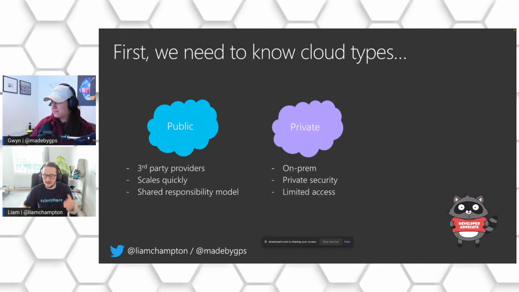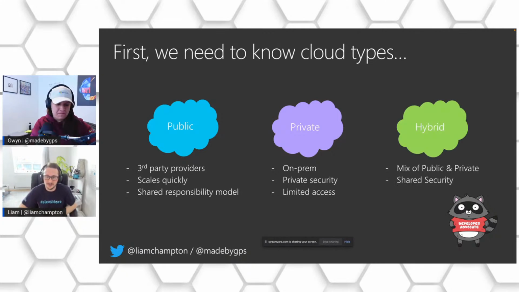Secondly, we've got private cloud. Private cloud is basically on-premise, and that's what I mean by on-prem. It's very, very secure. It's essentially just your data center. You have access and nobody else. Very, very limited. For example, a government agency would have a private on-premise cloud. You probably wouldn't use third-party providers for that unless they're deemed responsible enough to do so.